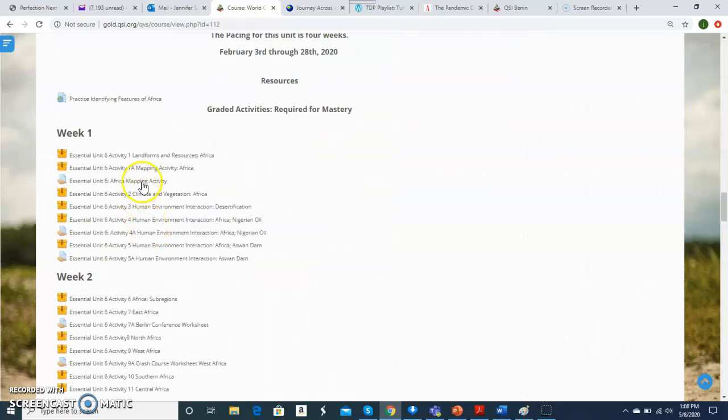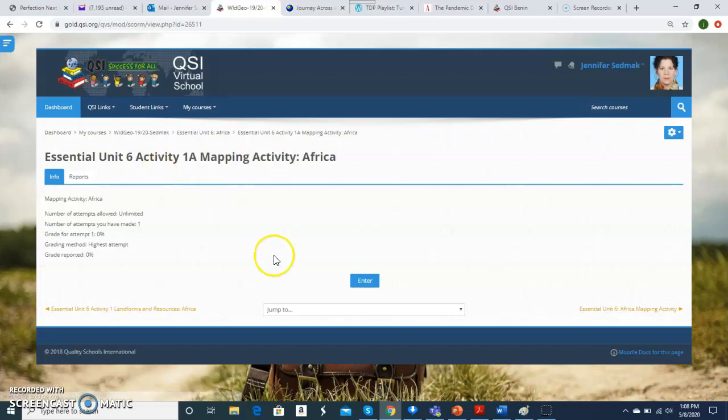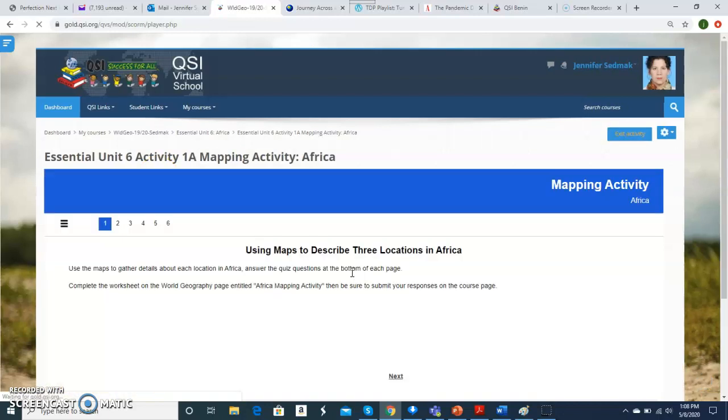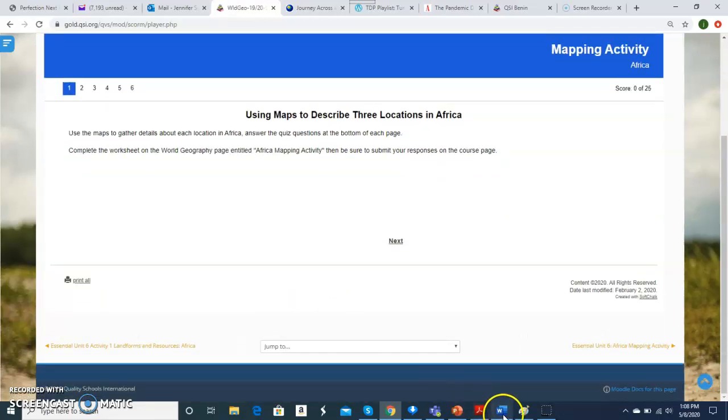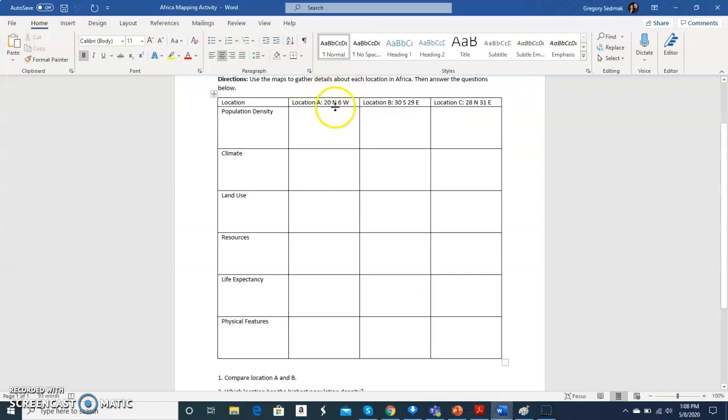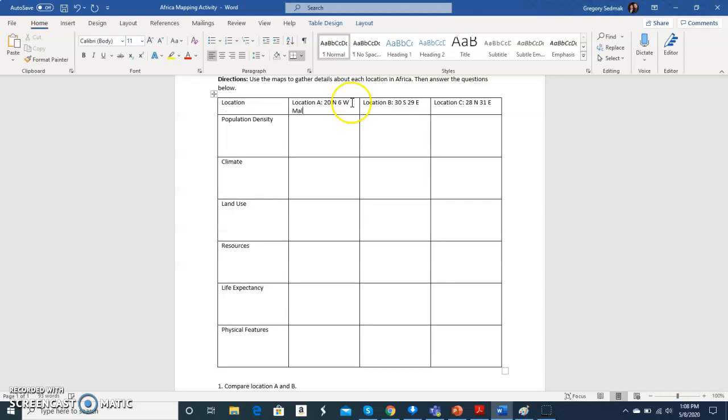Okay, but I'm going to take us back into that map activity really quickly, just so we can get back to those maps that we need. So that's the first one, 20 north, 6 degrees west. That is in Mali. And if you wanted to write a note for yourself, you could type in the name of the country there. Okay, and then you need to find the next location.